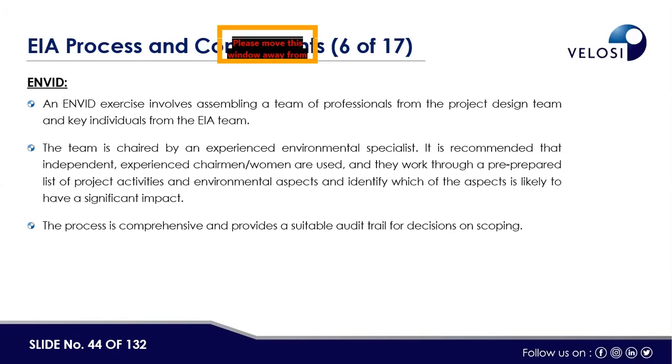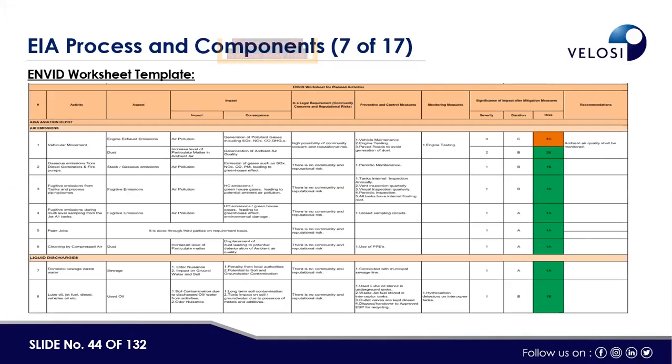The team is chaired by an experienced environmental specialist. It is recommended that an independent, experienced chairman or chairwoman is used, and they work through a prepared list of the project activities and environmental aspects, and identify which aspects are likely to have a significant impact. On the basis of team discussion, our judgment, and professional discussion, we come to know whether this project has a significant environmental impact or not. The process is comprehensive and provides a suitable audit trail for decisions on the scoping.